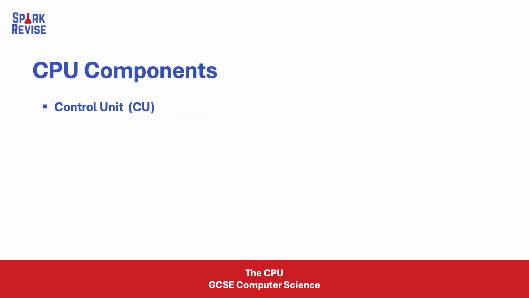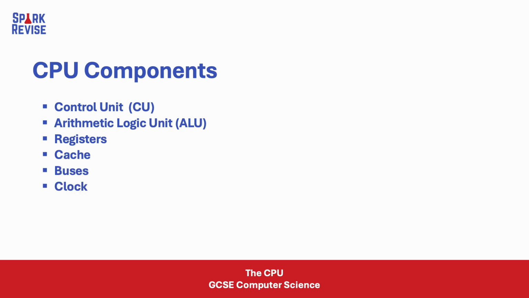The CPU consists of 6 main components, each with a crucial role in ensuring the efficient processing and system control. These components are the control unit, arithmetic logic unit, registers, cache, buses, and the clock. For GCSE, you don't need to know much about buses. The main thing we're going to focus on are the units, the registers, cache, and clock. All of these work together to process data, execute instructions, and manage hardware operations. Now, let's go through each one in detail.